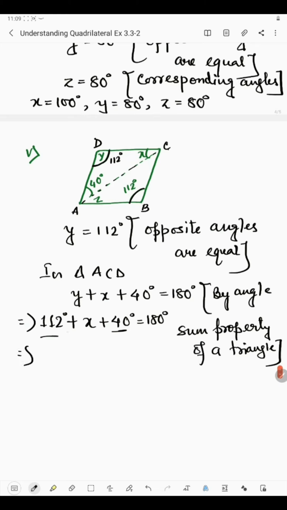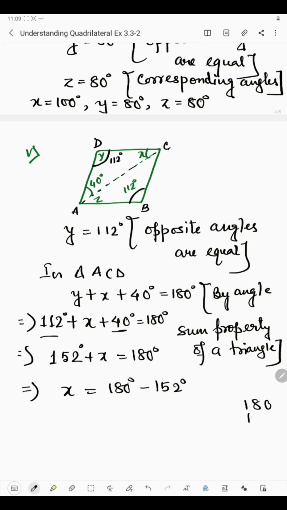So 2 plus 0 is 2, 4 plus 1 is 5 and 1. So it's 152 degree plus x is equal to 180 degree. So what will be the value of x? It's 180 degree minus 152 degree. So 180 minus 152. So 10 minus 2 is 8. 8 will be 7, so 7 minus 5 is 2. So it's 28 degrees. So the value of x is 28 degree.